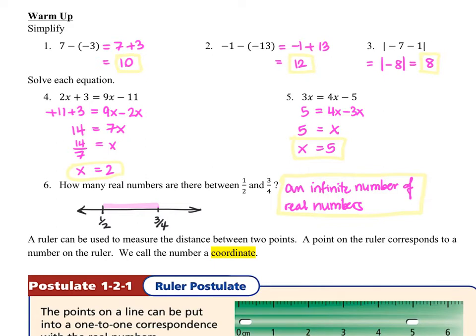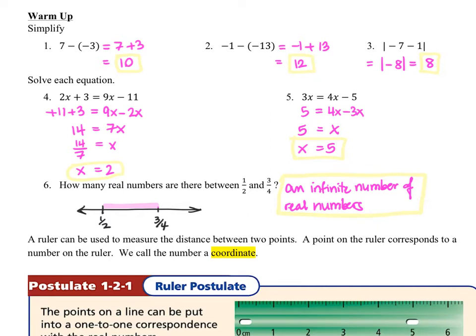You could have done them in more steps than I'm showing here, but if you are not able to get the correct answers, put a star next to the question number so that we can discuss it in class. And in number 6, it says how many real numbers are there between 1/2 and 3/4? I drew it on a number line, but there are an infinite number of numbers between those two values on the number line.